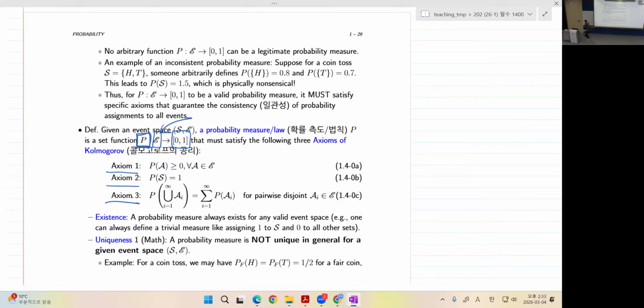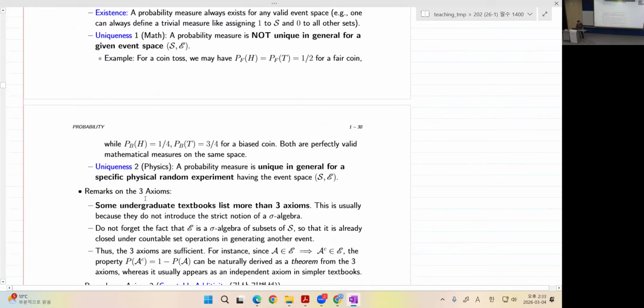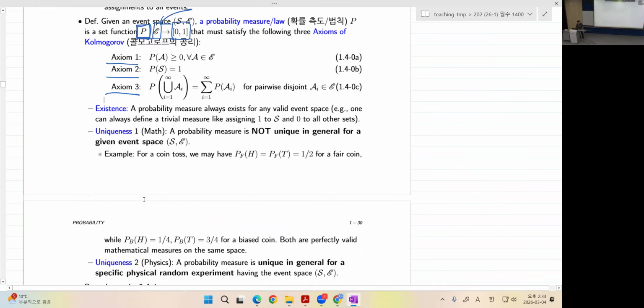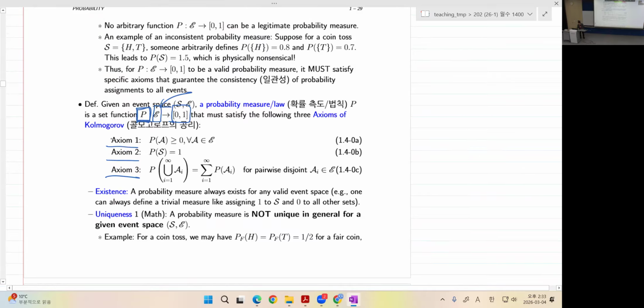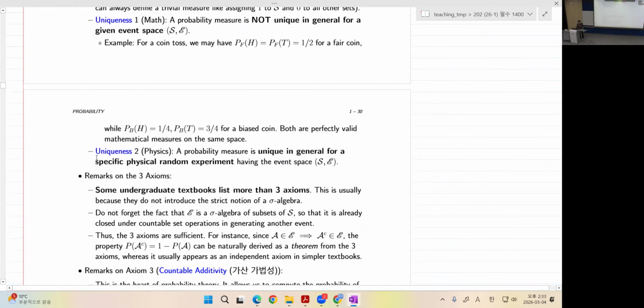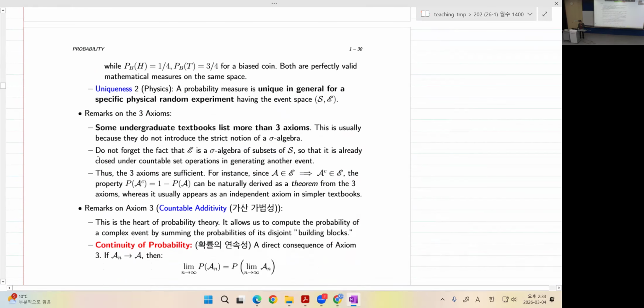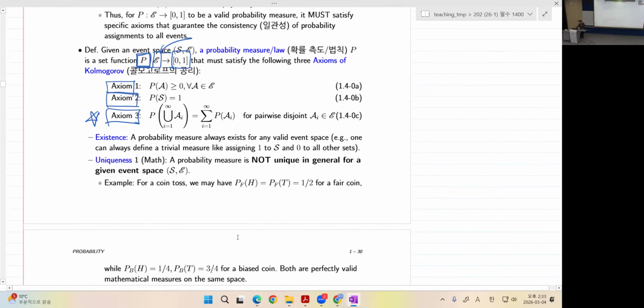We don't need more axioms. All the other axioms can be derived from this one. Got it? Anyway, by the way, each axiom has its name because they are so important. And especially this third one has its famous name, and that is called countable additivity. Why is it called countable additivity?